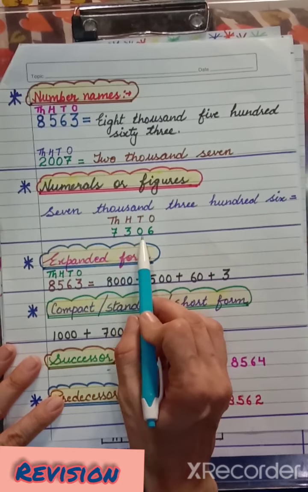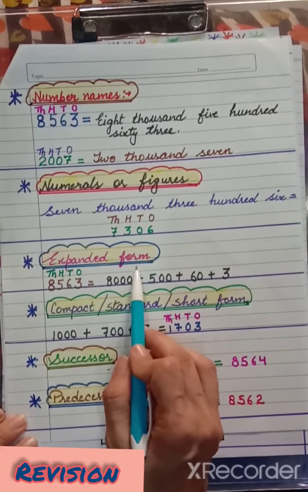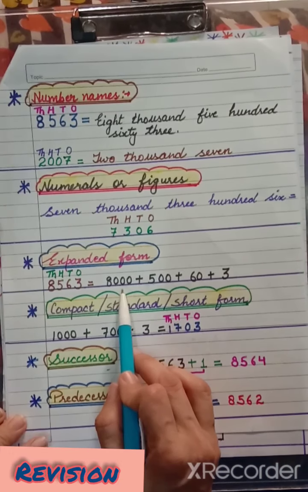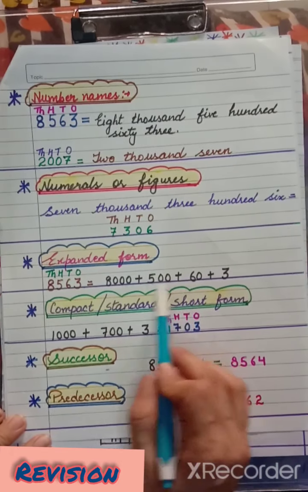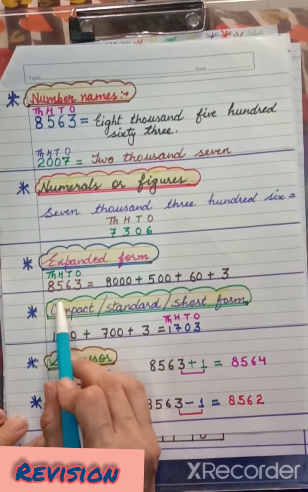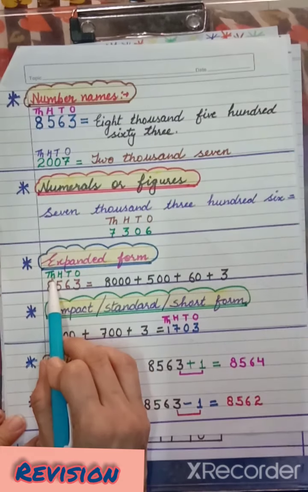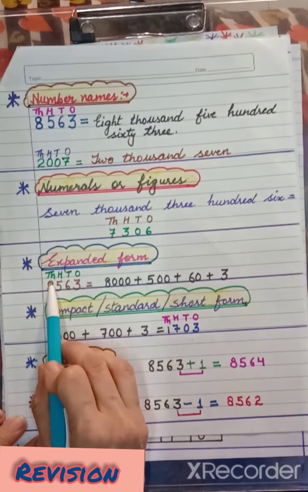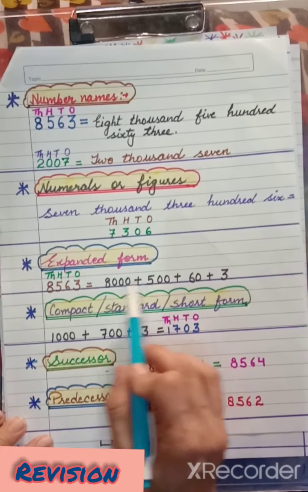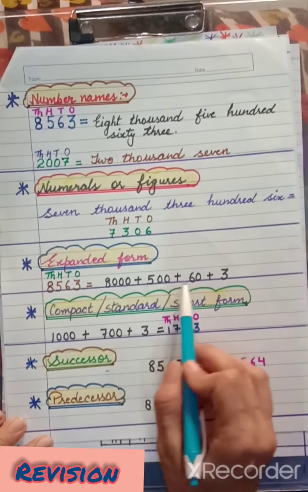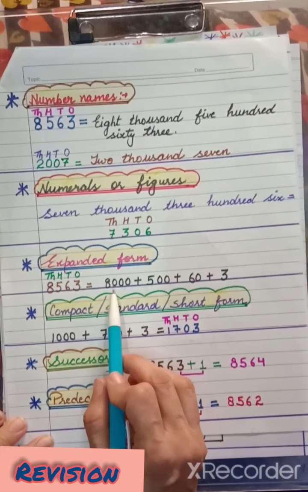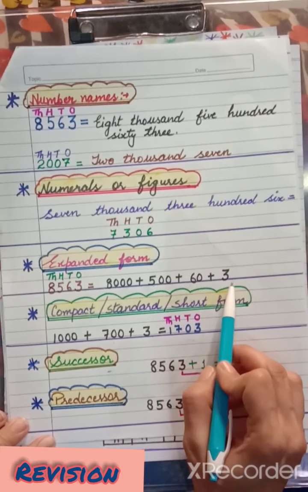So the figure or numeral is 7306. Next concept is expanded form. Means when we expand the number with its place value along with the sign of addition. So 8563, we are having the same number. First of all, we will write the place value table on the above side of the number. 8 is at thousands place, 8000, plus 5 is at hundreds place, 500, plus 6 is at tens place, means 60, plus 3 is at ones place, means 3. So expanded form is 8000 plus 500 plus 60 plus 3.